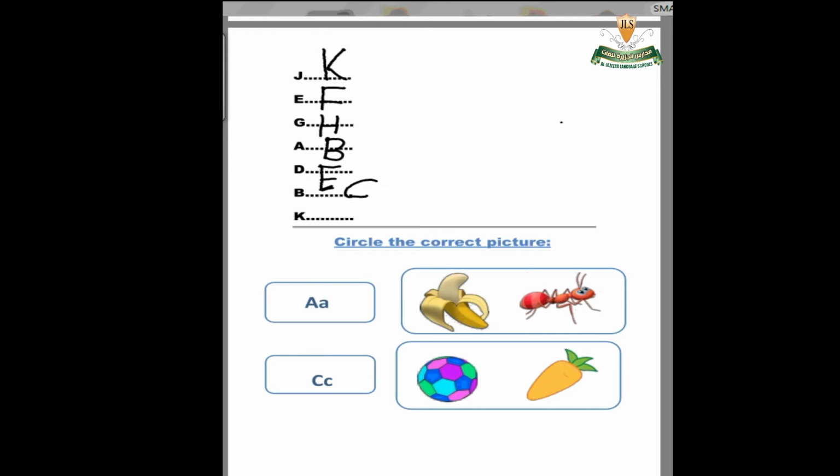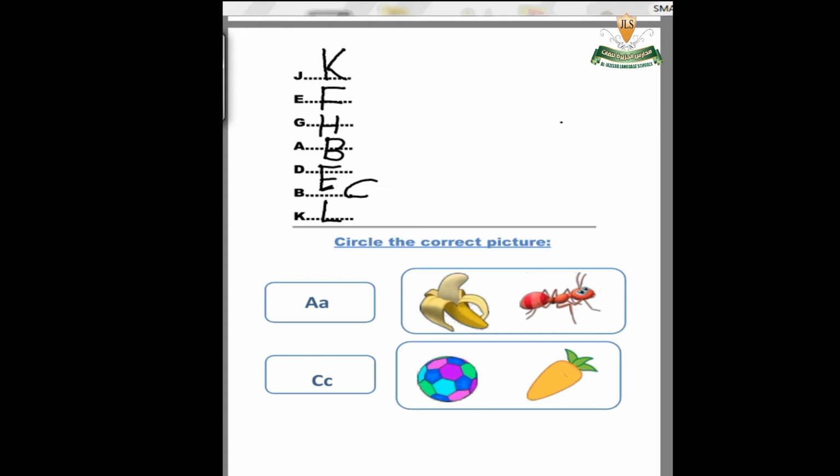KG, what is this letter? K. What's after K? L. Excellent, KG. Question number 4. Circle the correct picture.